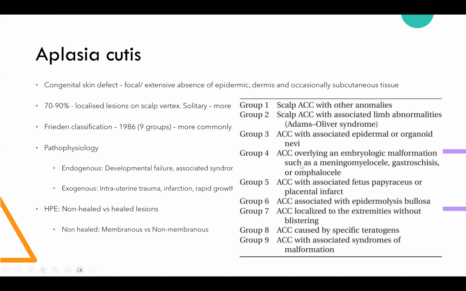Group 4 is something everyone would have seen: meningomyelocele, gastroschisis or omphalocele, where there is no skin overlying. That is called group 4 aplasia cutis. Group 5 aplasia cutis is associated with fetus papyraceus in a twin gestation or with a placental infarct. In group 6, the aplasia cutis is associated with epidermolysis bullosa, as in our previous case. Group 7 is localized to extremities without blistering. Group 8 is caused by specific teratogens, and group 9 is due to associated syndromes of malformation.